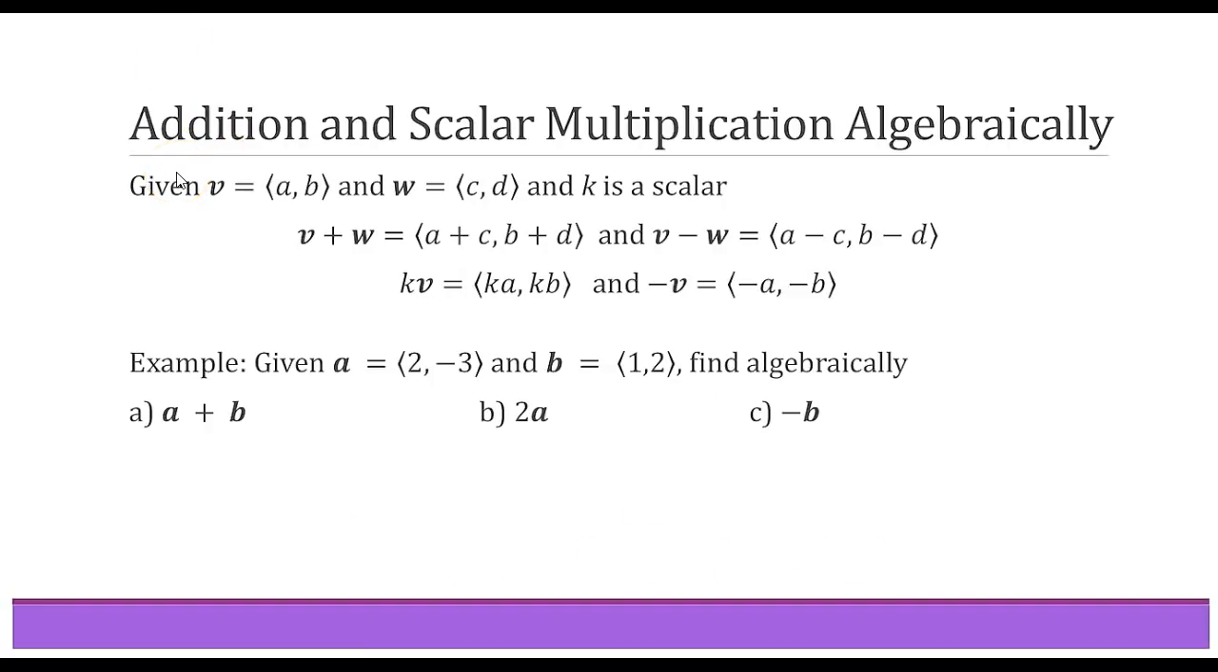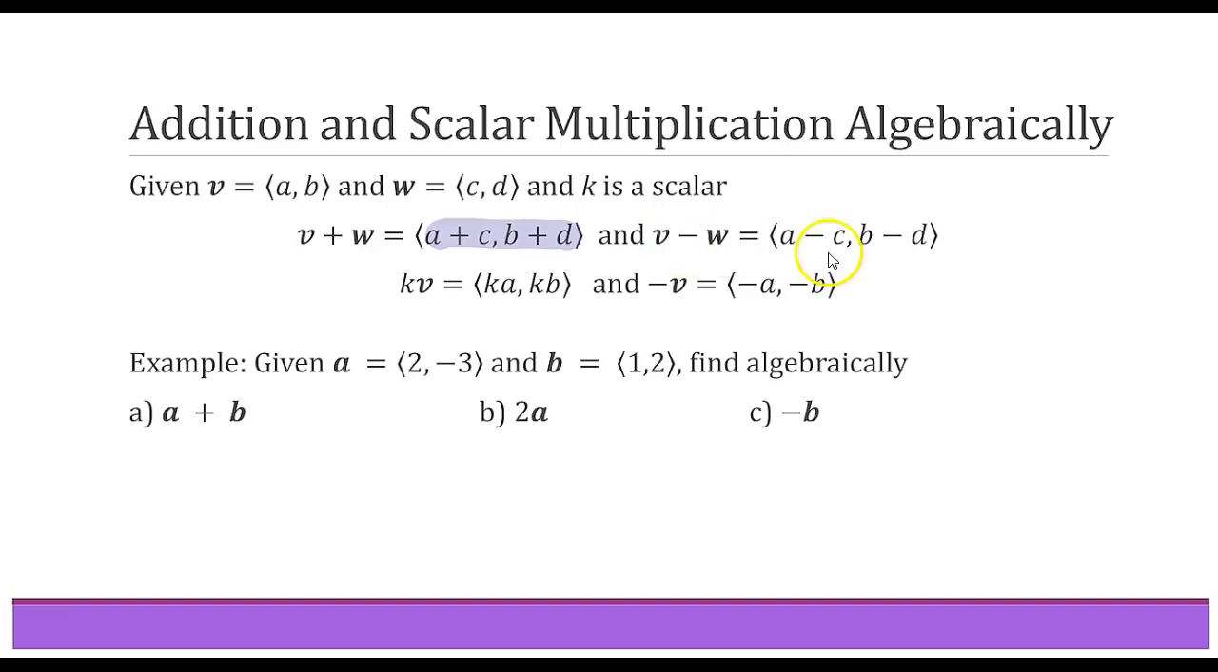We can also perform operations on vectors. We can do addition and scalar multiplication algebraically. So what does that mean if I have a vector v, a position vector, in angle brackets a, b, and another position vector w with value c, d, and k is a scalar. Well, if I wanted to add those vectors, we would do exactly what you think we would do. We add the first components and we add the second components, as you can see here. So a plus c, comma b plus d. The answer is still a vector. When we add two vectors, we get a vector.